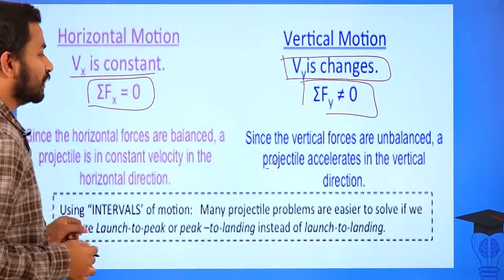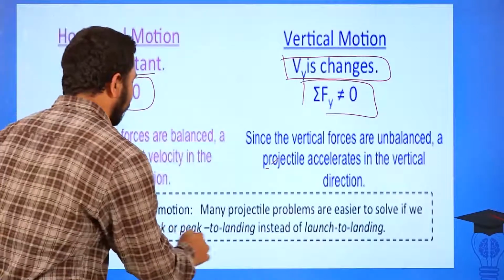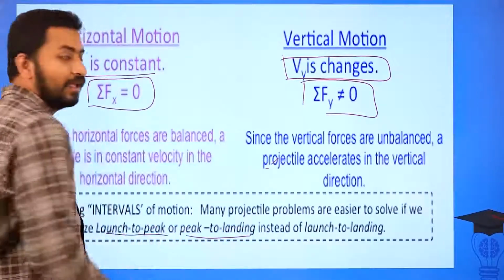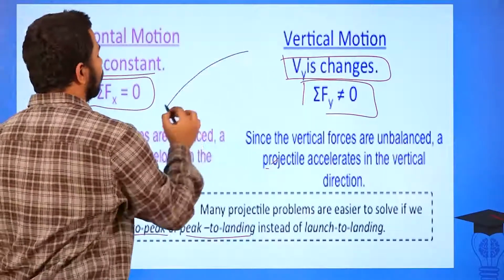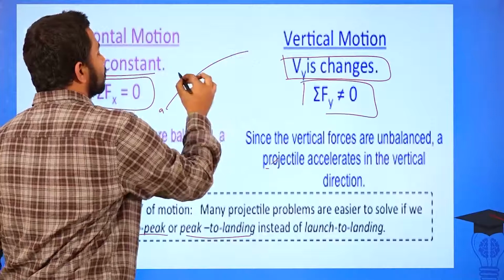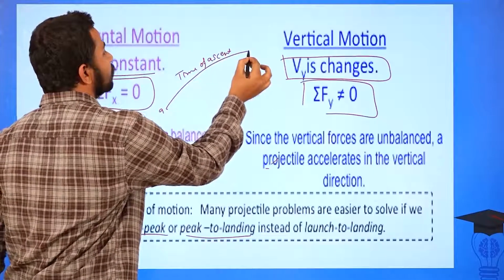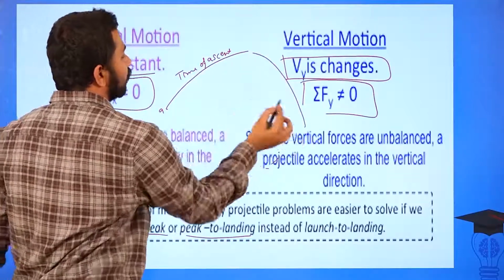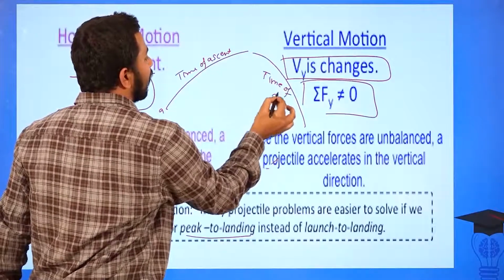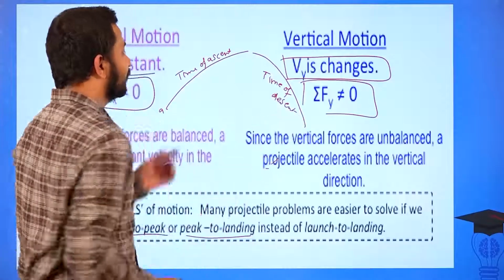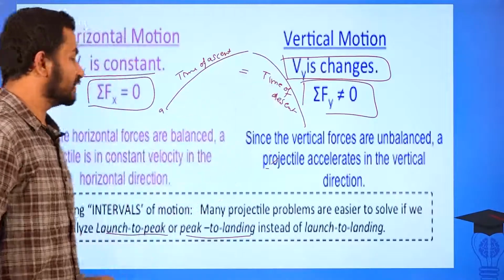Whenever we are launching a projectile, it is easier to analyze from launch to peak and from peak to landing. If we analyze the motion from A to E, the time it takes to reach from A to the highest point is called time of ascent. And the time it takes from the highest point to the bottom point is called time of descent. So time of ascent and time of descent will be equal, right?